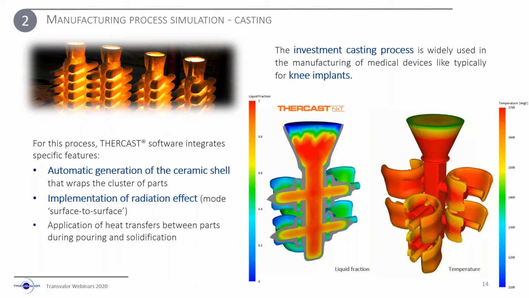So please note that recent improvements in TheraCast software enable the automatic hollow shell generation in order to create the ceramic shell around the cluster of parts. This is what we can see here on this picture, where we can see the ceramic shell which is surrounding the cluster of parts. And the second important feature is the ability to take into account radiation effect, and more specifically, what we call the surface-to-surface mode, such that every part, like this one right here, can interact with the others in terms of radiation. And this is a crucial phenomenon to take into account in order to have the correct temperature distribution in the parts.